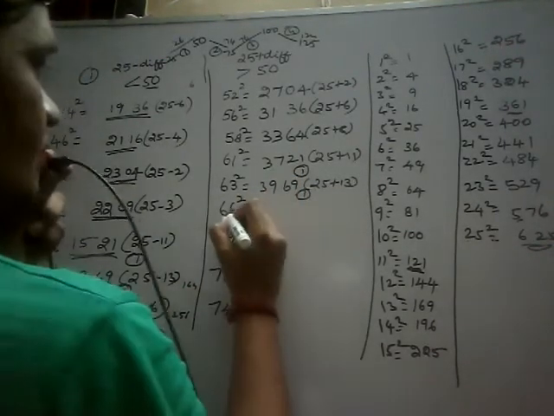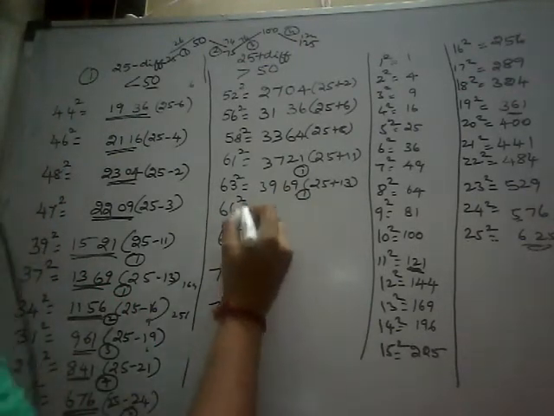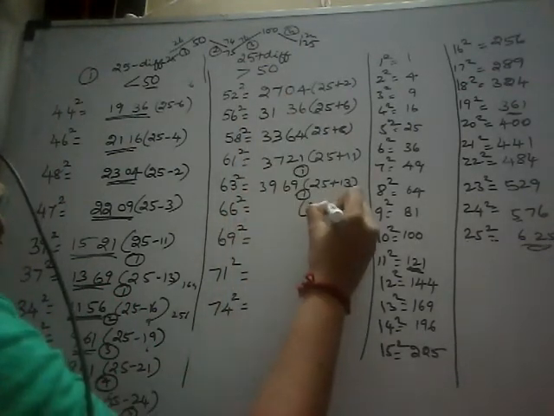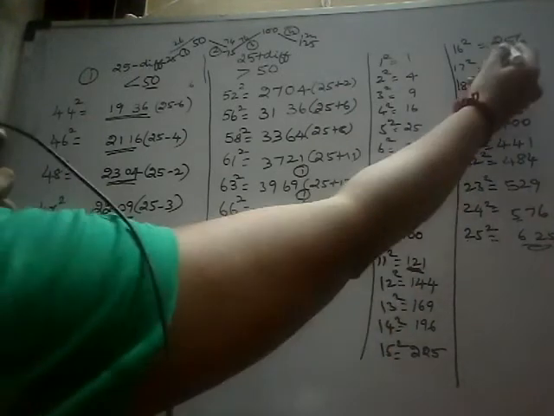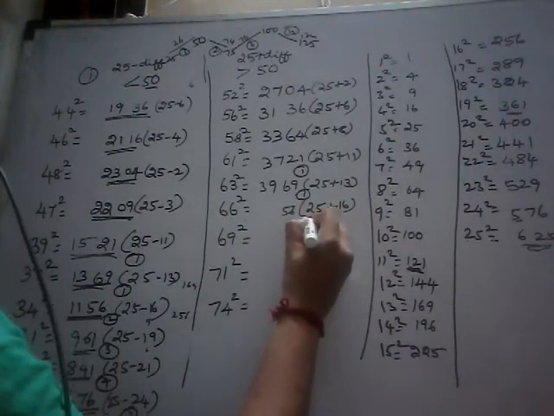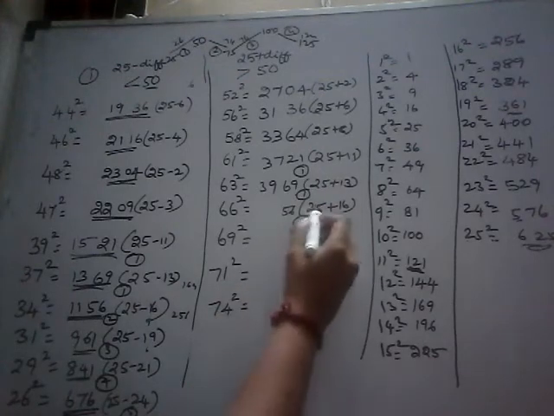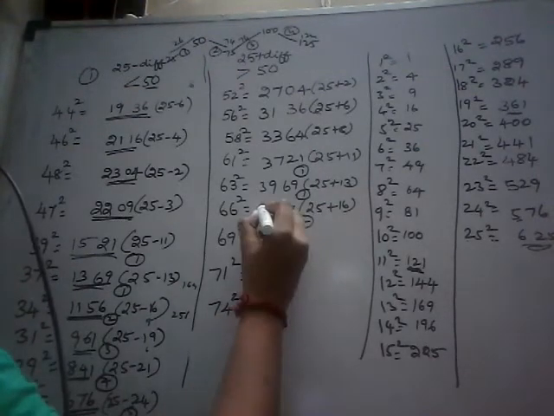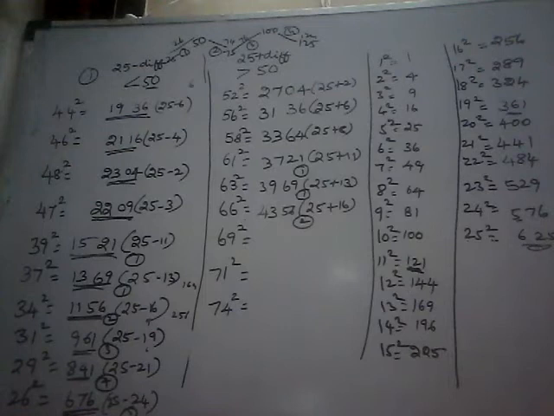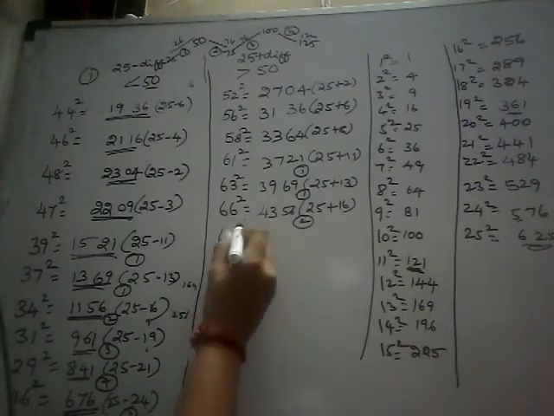3969. Same way, the 66 square, you do it. How much is the difference? 16. Okay, 16 square is what? 256. 56 is right here, 2 in the carryover. 25 plus 16 is 41. 41 plus 2, that is 43. 4356. Now 69 square.